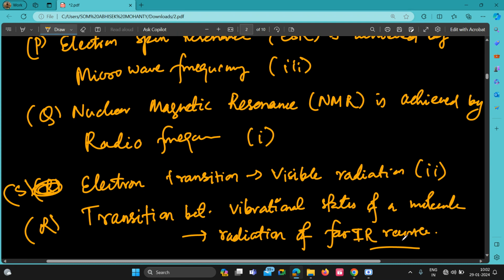Electron spin, ESR, is microwave. NMR is radio wave. Electron transition is visible range. Transition to vibration is far IR range. You can write it here also. ESR, microwave. Okay, and NMR is your radio wave.